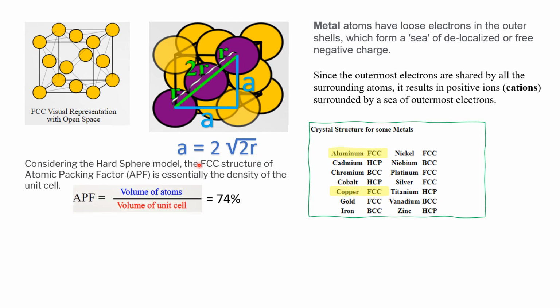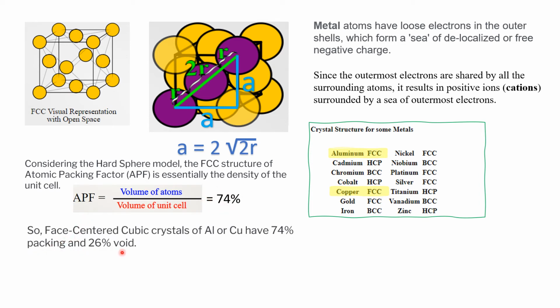Okay, so you will observe that in the hard sphere model of this FCC structure, the atomic packing factor, APF, is close to 74%. And what it means is that there is 26% void excess. That means even though the atoms are so packed, there is still some empty space. That empty space is close to 26%.